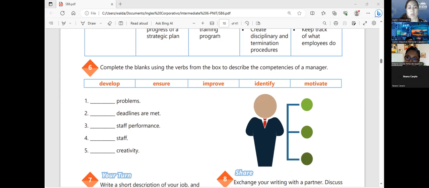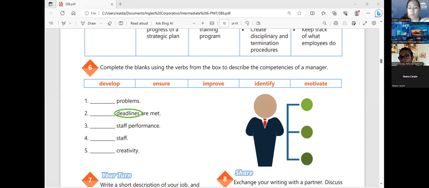Are you asking about the meaning of deadlines? Okay, all right. The word deadlines means when something needs to be finished. So it's like the last date when something needs to be finished.